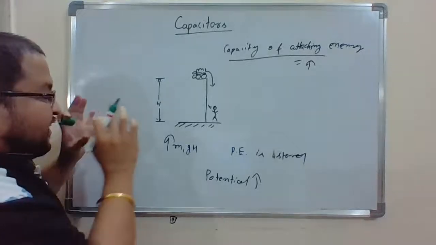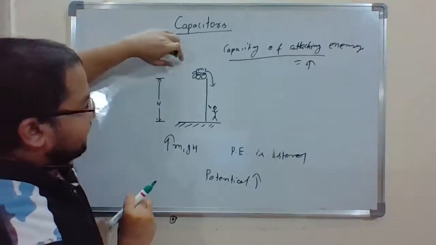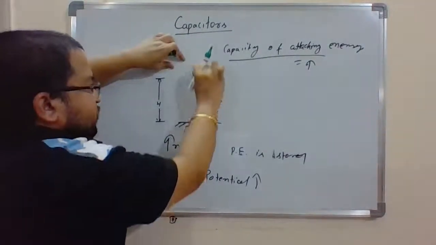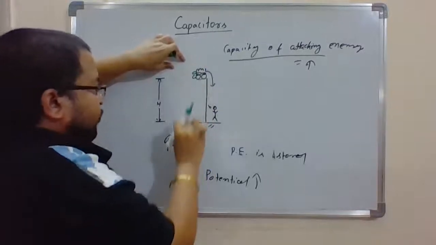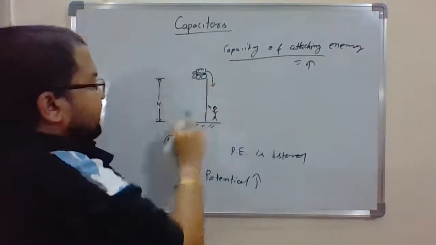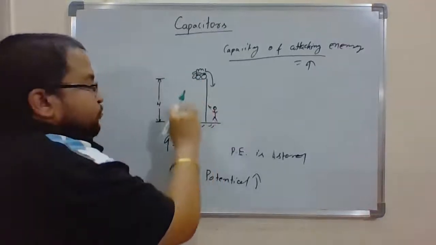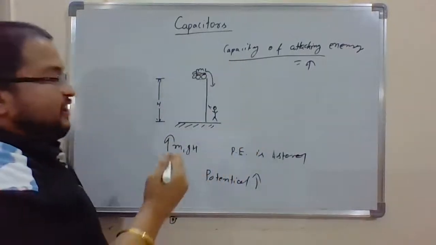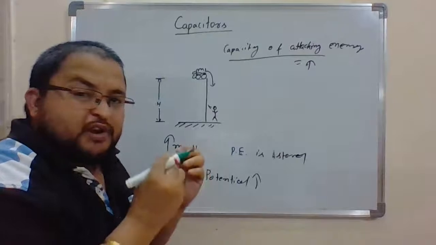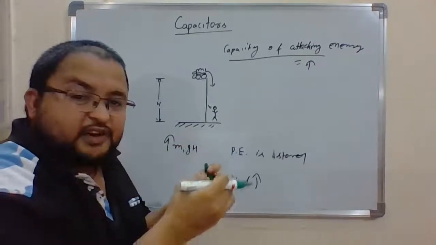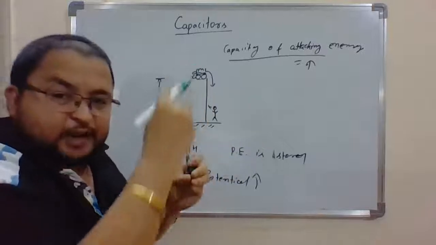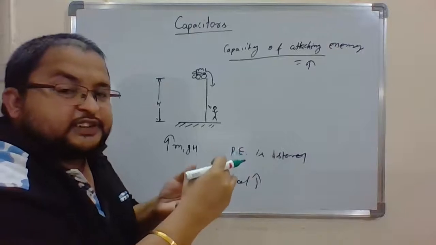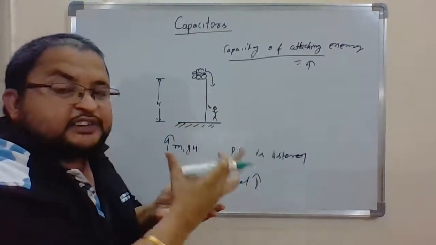Similarly, in an electric circuit, a capacitor is a device where, see, I kept adding mass. Initially there was no mass, then I added m1, then m2, then m3, then m4. As and when I kept adding mass, the gravitational potential energy increased. Similarly, when we start charging a capacitor, as we keep storing charge in it, its potential increases, and obviously the energy of that system increases.